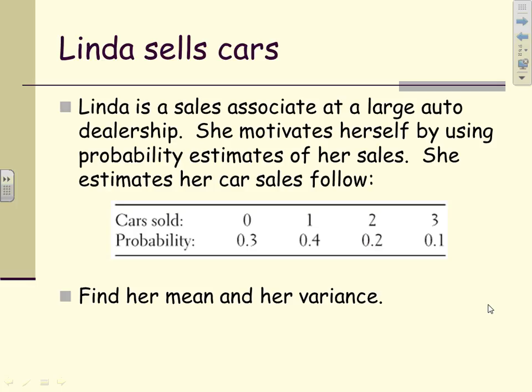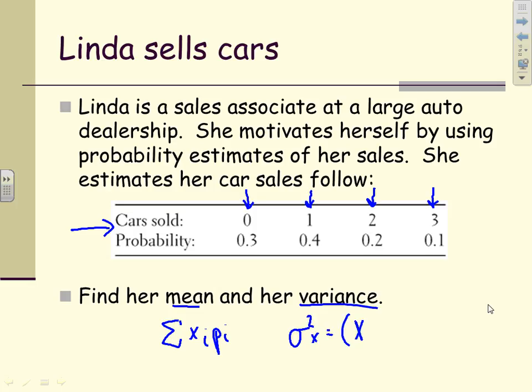Let's talk about Linda, who sells cars. And it says here we have her probability distribution for how many cars she sells on a given day. And it says here that she sells 0 cars 30% of the time, 1 car 40% of the time, etc. And what do we want to do? We want to find the mean and the variance for this distribution here. All right? So, to find the mean, we recall, we're going to take the sum of all the x's times p's. And to find the variance, we're going to take the x minus the means, square it, and multiply it by the probabilities. Okay?